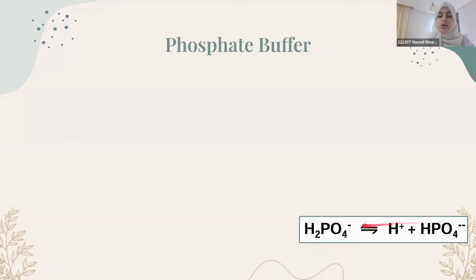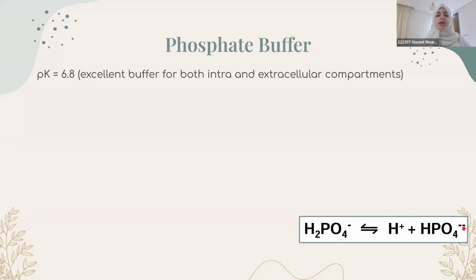Okay, so this is the phosphate buffer. H2PO4 minus dissociates into H plus and HPO4 2 minus. So you have 2 minus signs. Okay, we said its pK is 6.8. Okay, it's an excellent buffer for both the intracellular and extracellular compartments.